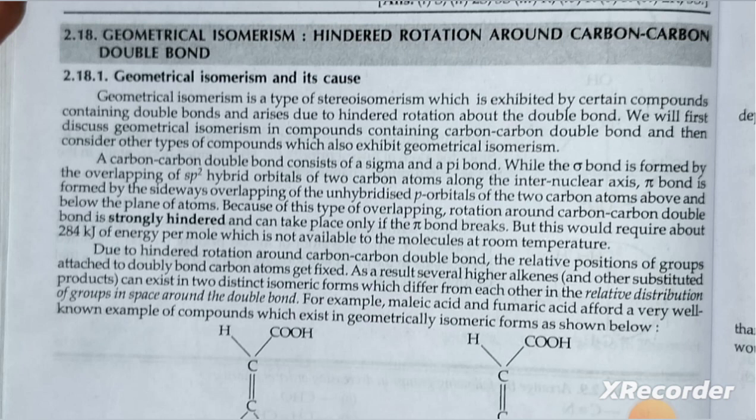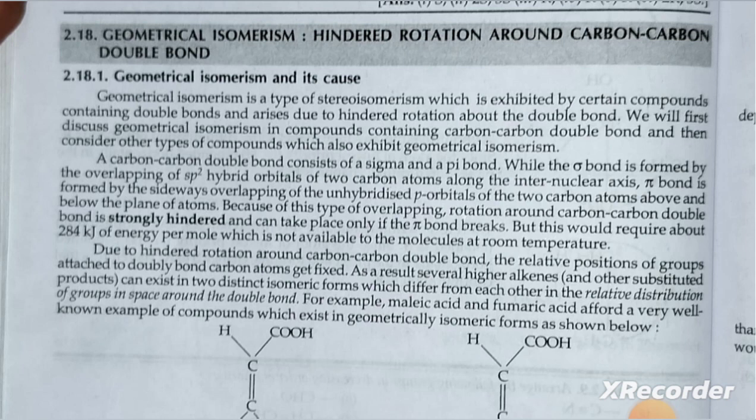We will first discuss geometrical isomerism in compounds containing a carbon-carbon double bond and then consider other types of compounds which also exhibit geometrical isomerism. A carbon-carbon double bond consists of a sigma and a pi bond. The sigma bond is formed by the overlapping of sp2 hybridized orbitals of two carbon atoms along the internuclear axis. The pi bond is formed by the sideways overlapping of the unhybridized p orbitals of the two carbon atoms above and below the plane of atoms.